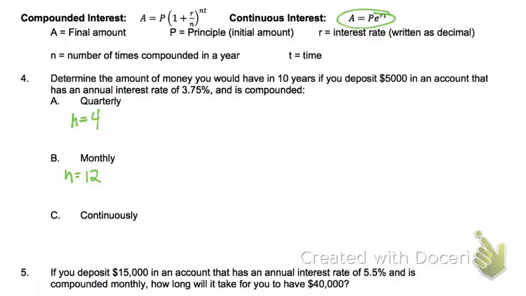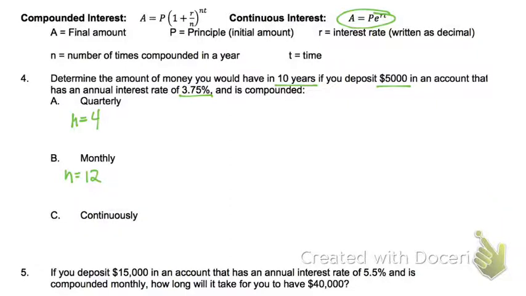So the problem says determine the amount of money you would have in 10 years, so that's my time, if you deposit $5,000 in an account that has an annual interest rate of 3.75% and is compounded. A is quarterly, B is monthly, C is continuously.